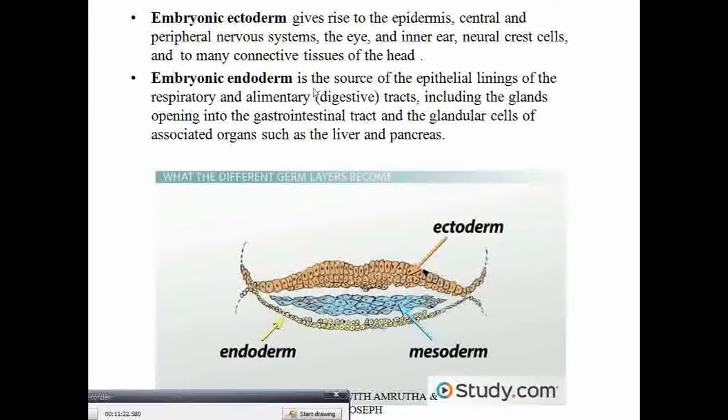Now the endoderm is the source of all the epithelial linings of respiratory and alimentary tracts. So the epithelial lining, for example, the respiratory epithelium and digestive epithelium. Usually digestive epithelium are columnar cells, so they are derived from the endoderm, including the glands opening into the gastrointestinal tract and the glandular cells of associated organs such as liver and pancreas.